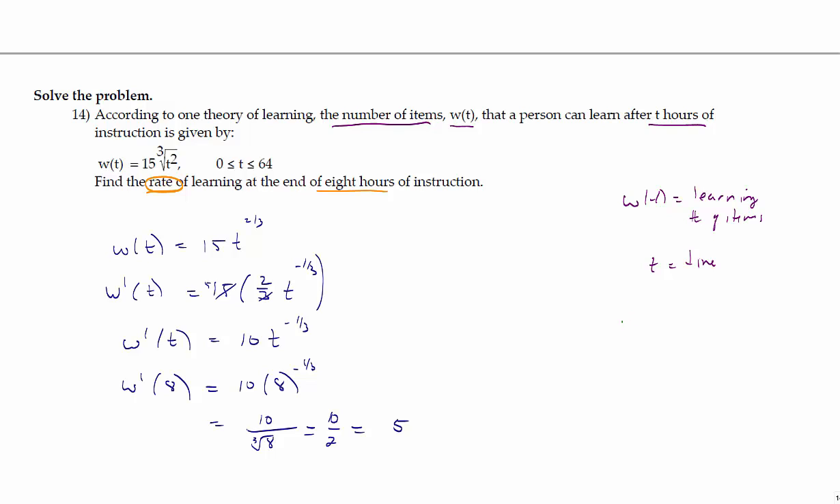So now if you take the derivative, W prime of T, you're going to get something per something. The label for the first part will be the label of W, and then the second part goes for T. So my label for this one is going to be number of items learned per hour of instruction. So items per hour.